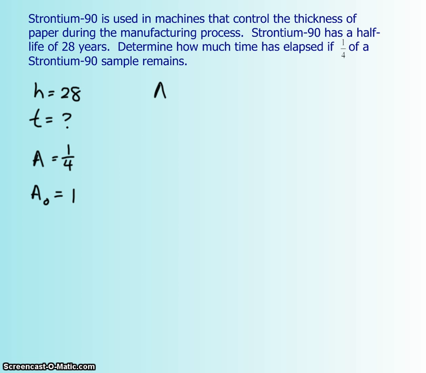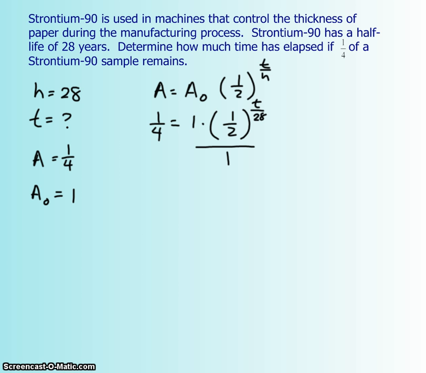So you have A0 times 1/2 to the T over H. And this is 1/4 equals 1 times 1/2 to the t, which is an unknown, all divided by 28. All right, so how do we solve this? First thing you're going to do is divide out this 1. When I divide out the 1, nothing's really going to happen, so I'm not even going to write that down. I'm just going to rewrite without the 1.